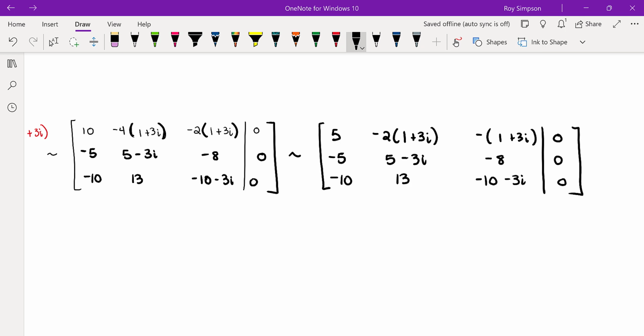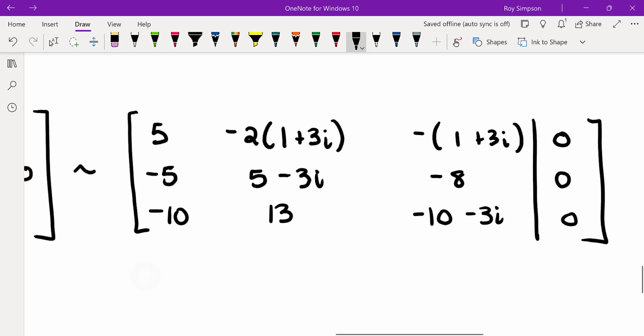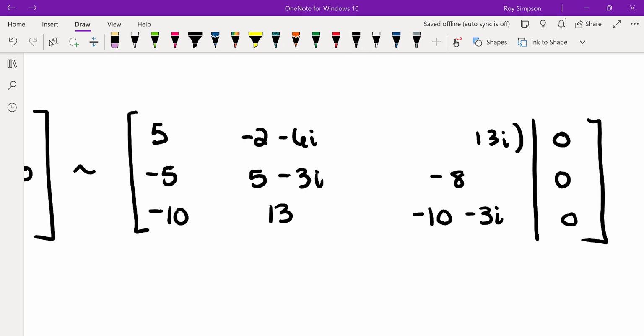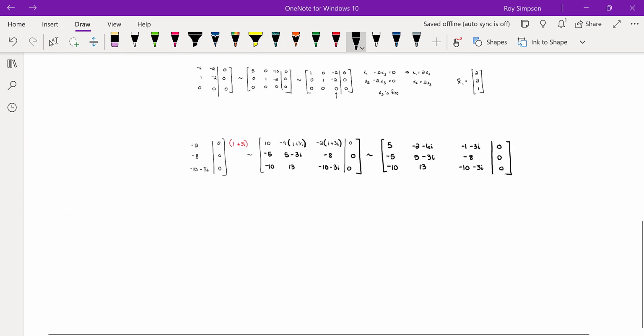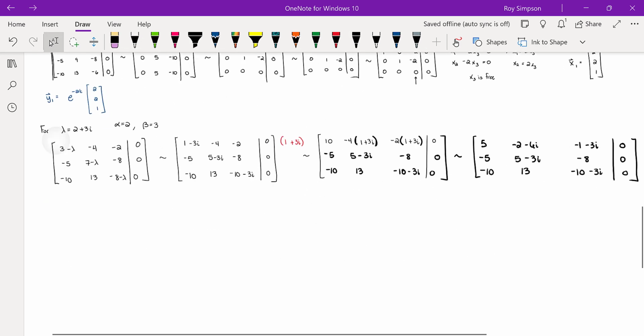And here comes the fun part. When I say fun, I mean not so fun. Since we've already cleaned up that top row, it's probably best at this point to distribute that -2 through. I know that I'm not going to need to do anything else with that top row, so I'll distribute this -2 through. I'll get a -2 minus 6i here, and a -1 minus 3i there. Now I'm going to add rows 1 and 2 to become the new row 2. I've gone pretty far to the right on my page, so I'm going to continue it right here.